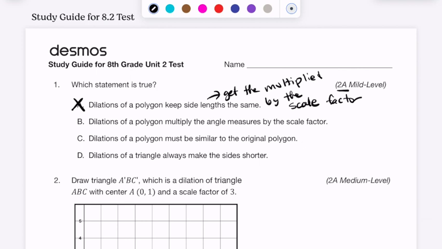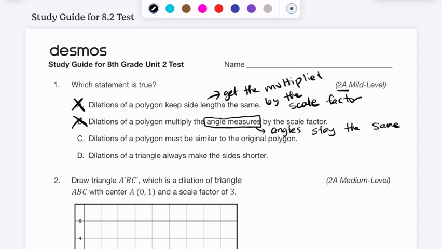B, dilations of a polygon multiply the angle measures by the scale factor. That is also incorrect. The angle measures stay the same. So we've kind of swapped these. Angles stay the same. You're going to have a similar figure when you dilate a shape: same angle measures, same shape, different size.